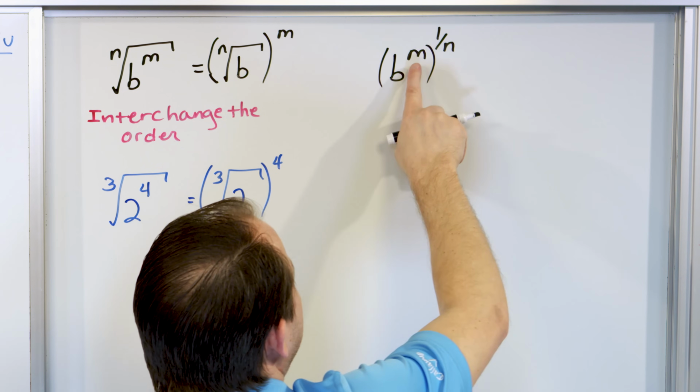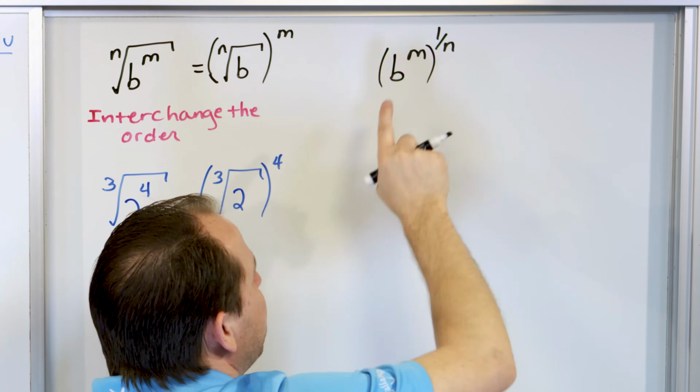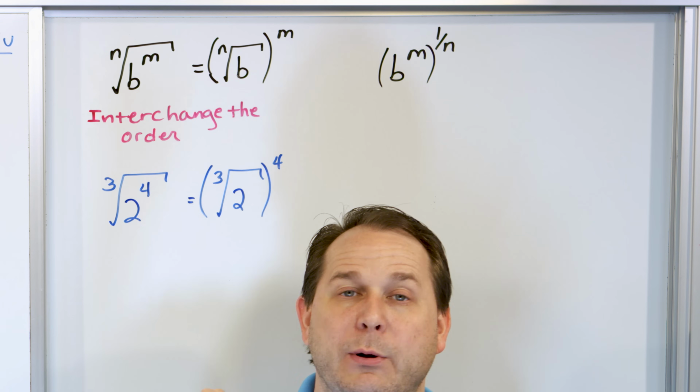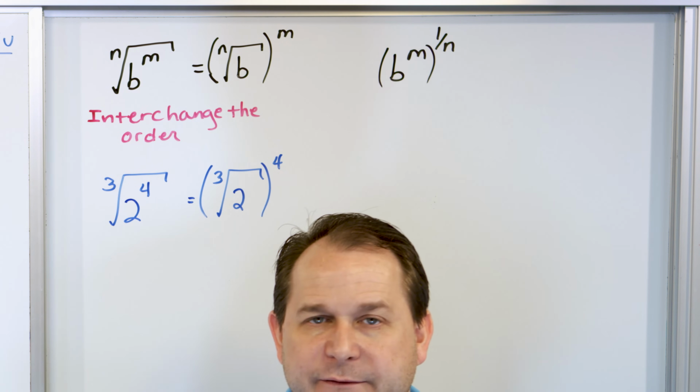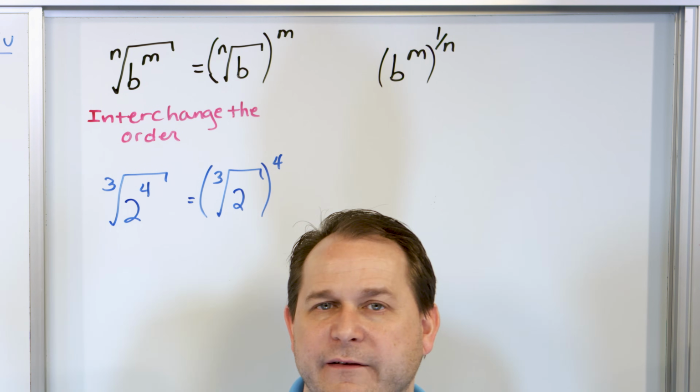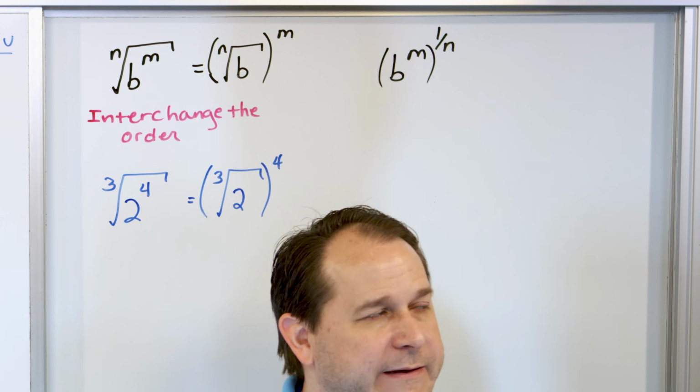But now we know that we can clearly see this is an exponent raised to an exponent. Anytime you have an exponent raised to an exponent, you just multiply the exponents. It doesn't matter one of these exponents is a fraction, you still end up just having to multiply them.